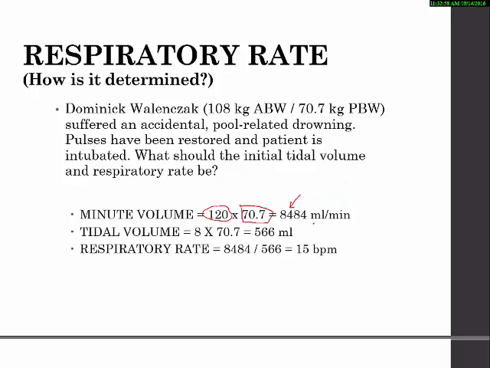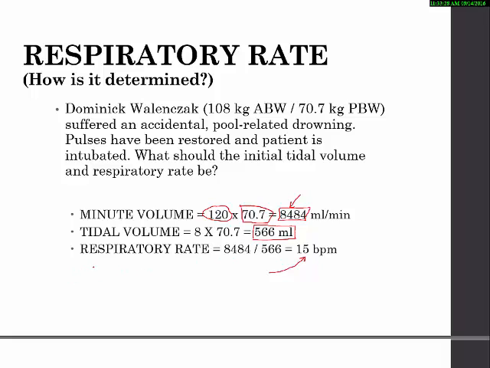8,484 milliliters per minute. So this is going to be the minute volume. This is how much air should be going in and out of Dominic over the course of a minute. When we're determining tidal volume, as we saw before, we're going to use that 8 milliliters per kilogram. So this is a tidal volume. Each breath should be about 566 mLs. With these two numbers, this minute volume and this tidal volume, we can put them into an equation and calculate the rate. So the rate of respirations for Dominic, based on those numbers, is going to be 15 breaths per minute.